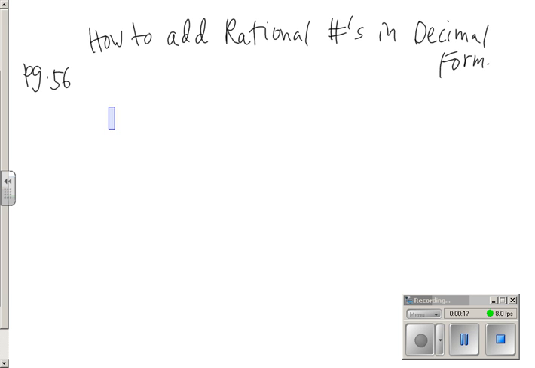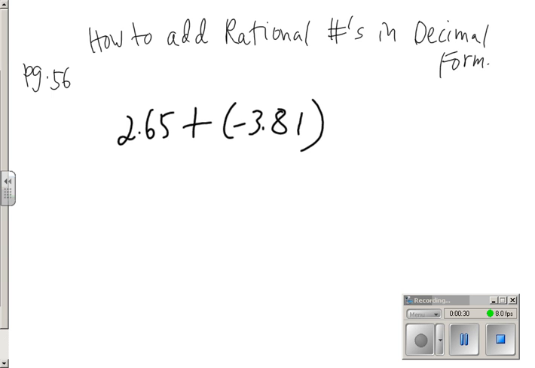It says 2.65 plus negative 3.81 and asks you to calculate that. Well, normally what we do, if it was just an addition of non-integer numbers, we would just take the first number and add the second number, and that should be okay. But the problem with this type of question is we're dealing with the addition of integers. We're dealing with positive and negative numbers.